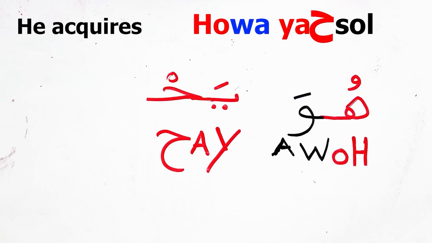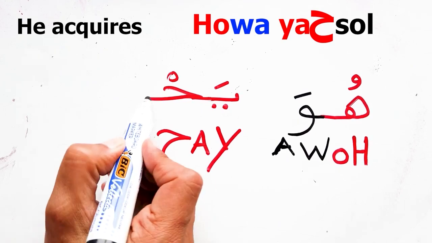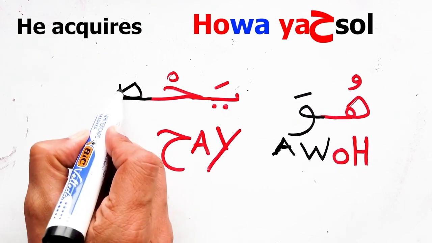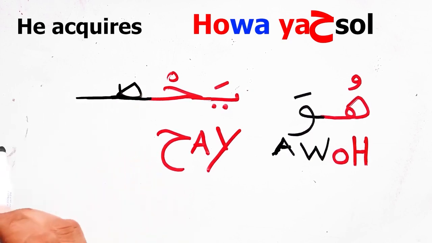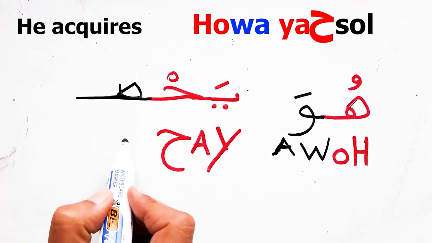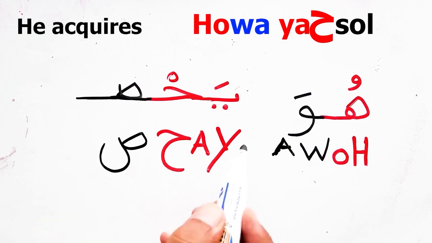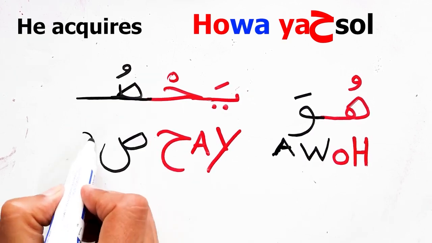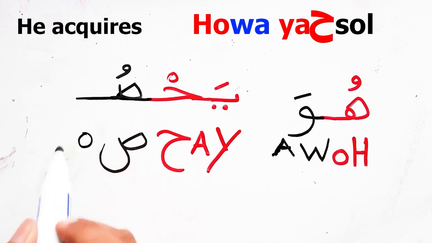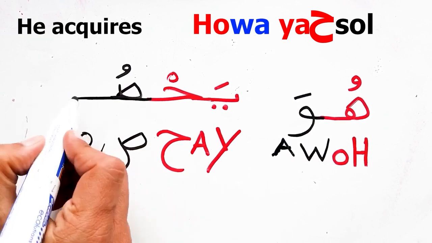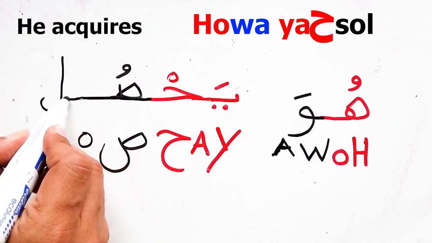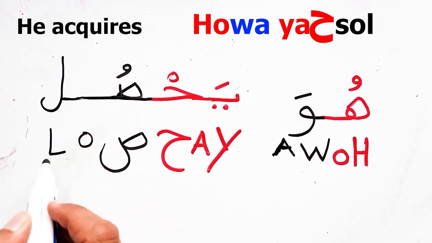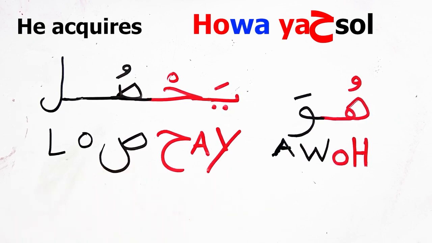So let's remove this part here and we say يحصل. This letter sounds like strong S. It is not S, it is strong S. So I will keep it the same here. هو يحصل. The sound of O. يحصل. The sound of L in the end, which is lam in Arabic. يحصل. هو يحصل.